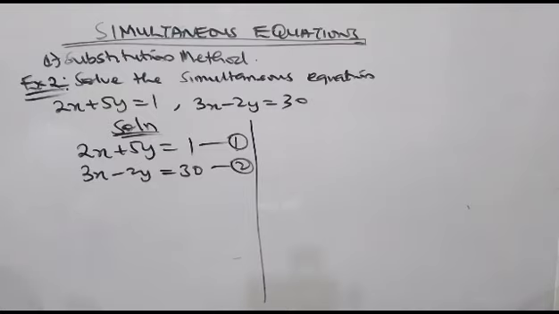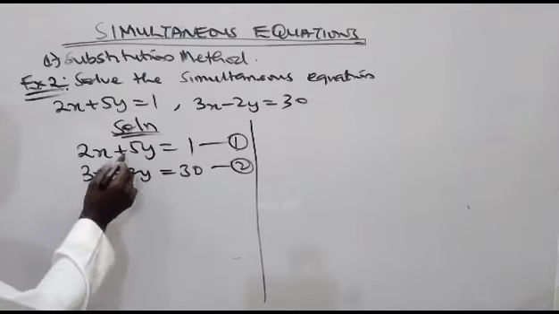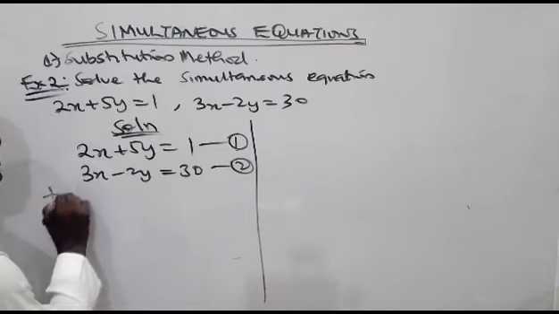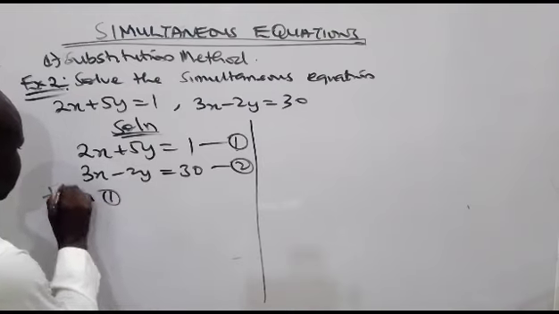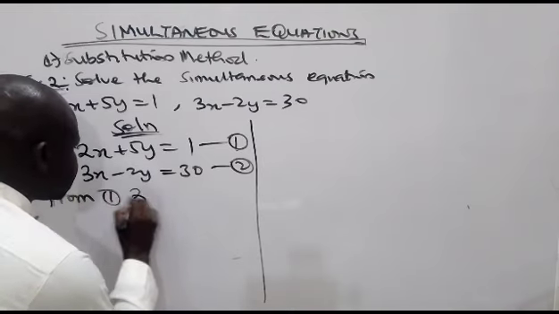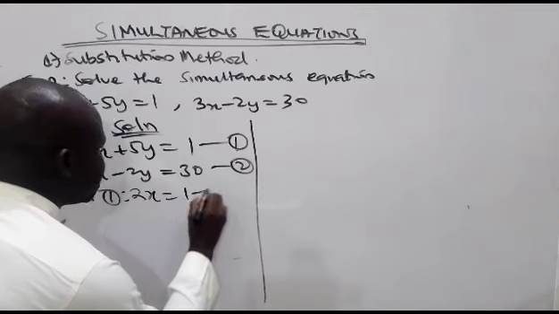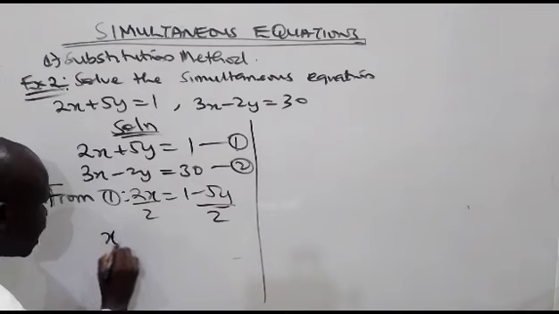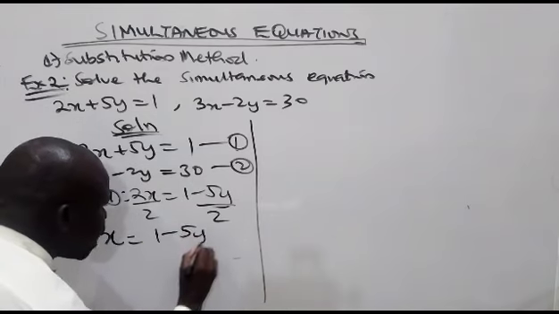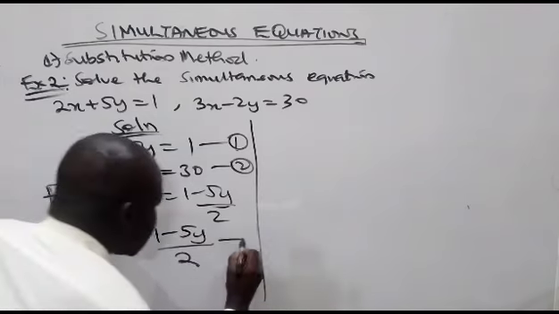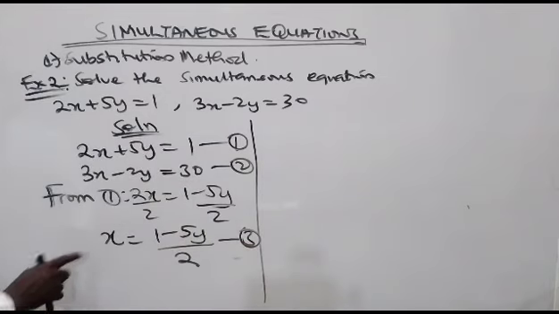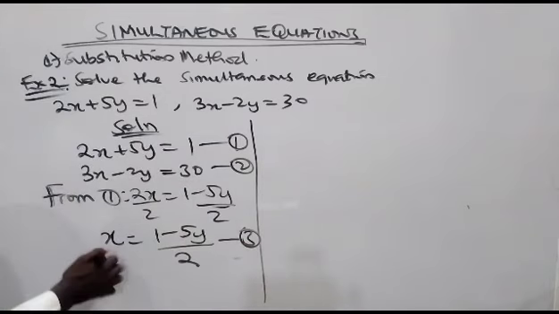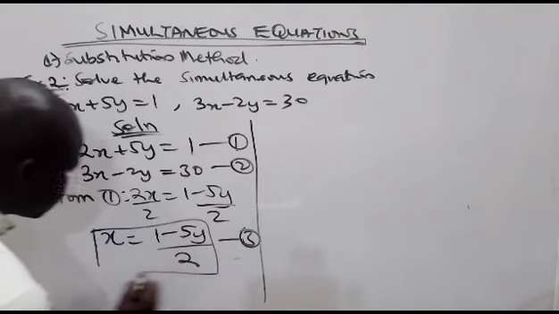Under the substitution method, I'll say from equation 1, 2x can be equal to 1 minus 5y. So if I divide both sides by 2, I'm going to get x equal to (1 minus 5y) all over 2. Let's call that equation 3. That is, if I make x the subject of the formula from equation 1, this is the value I'm going to get.